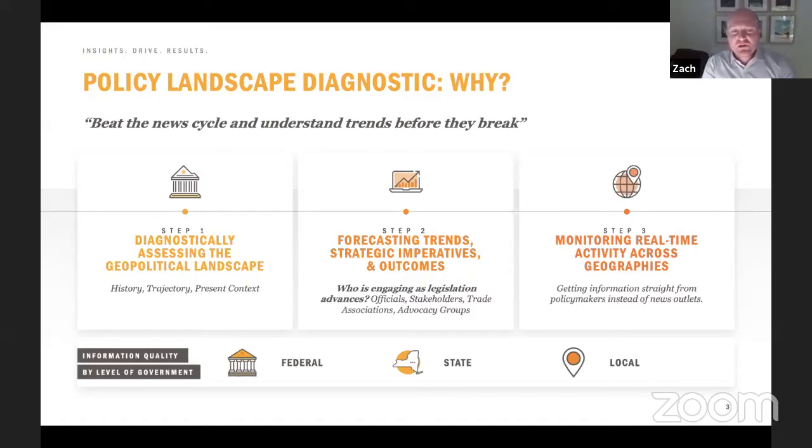I'll turn it to Jonathan to just give a little bit of a preview also about how we use Quorum at different levels of government as well. Sure. And so when you think about doing the diagnostic, analyzing the policy landscape, really trying to get at those insights and beating the news cycle, one of the ways that Quorum really helps us is that it provides this platform to standardize the information that we're consuming.